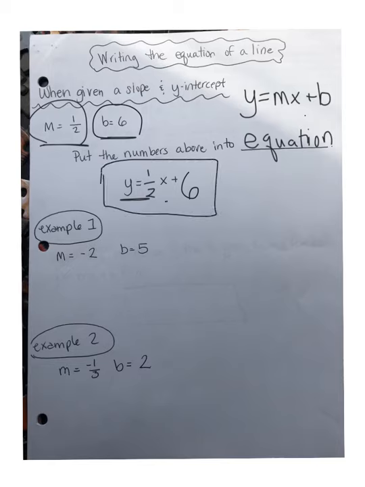You can see there's always a y, there's always an x, and your m and your b are what is given to you by the book. You'll have that information given to you.